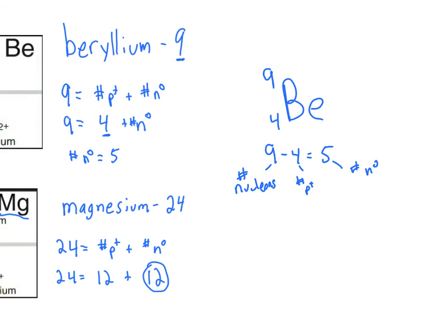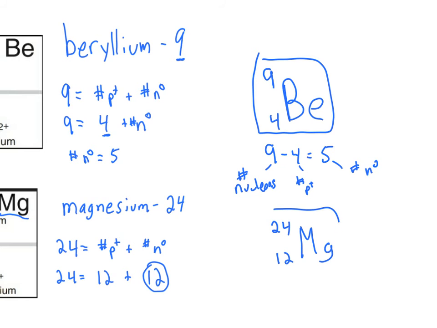So once again, guys, go ahead and try that for this magnesium now. For the magnesium, you should have magnesium like this. The mass number is 24, the number of nucleons is 24, and the number of protons is 12, which means that my number of neutrons is also 12. So there is nuclear notation.